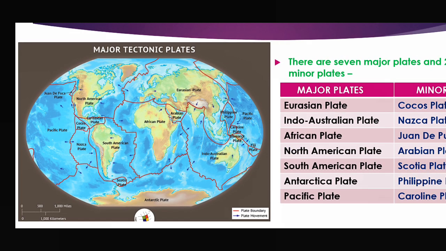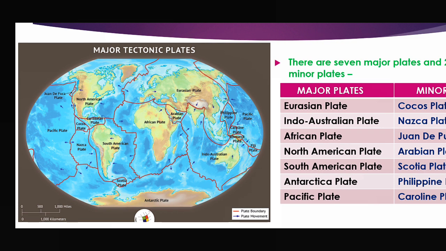Now I want to say that somewhere you will see that there are 8 plates. So why are they telling 8 plates? They are dividing the Indo-Australian plate into 2, the Indian plate and the Australian plate. But this is not correct information. Indo-Australian is 1 plate. So if you count the Indian plate and the Australian plate separately, then there will be 8, but it is wrong counting. You have to count the Indo-Australian plate as only 1. So that's why 7 major plates are there.